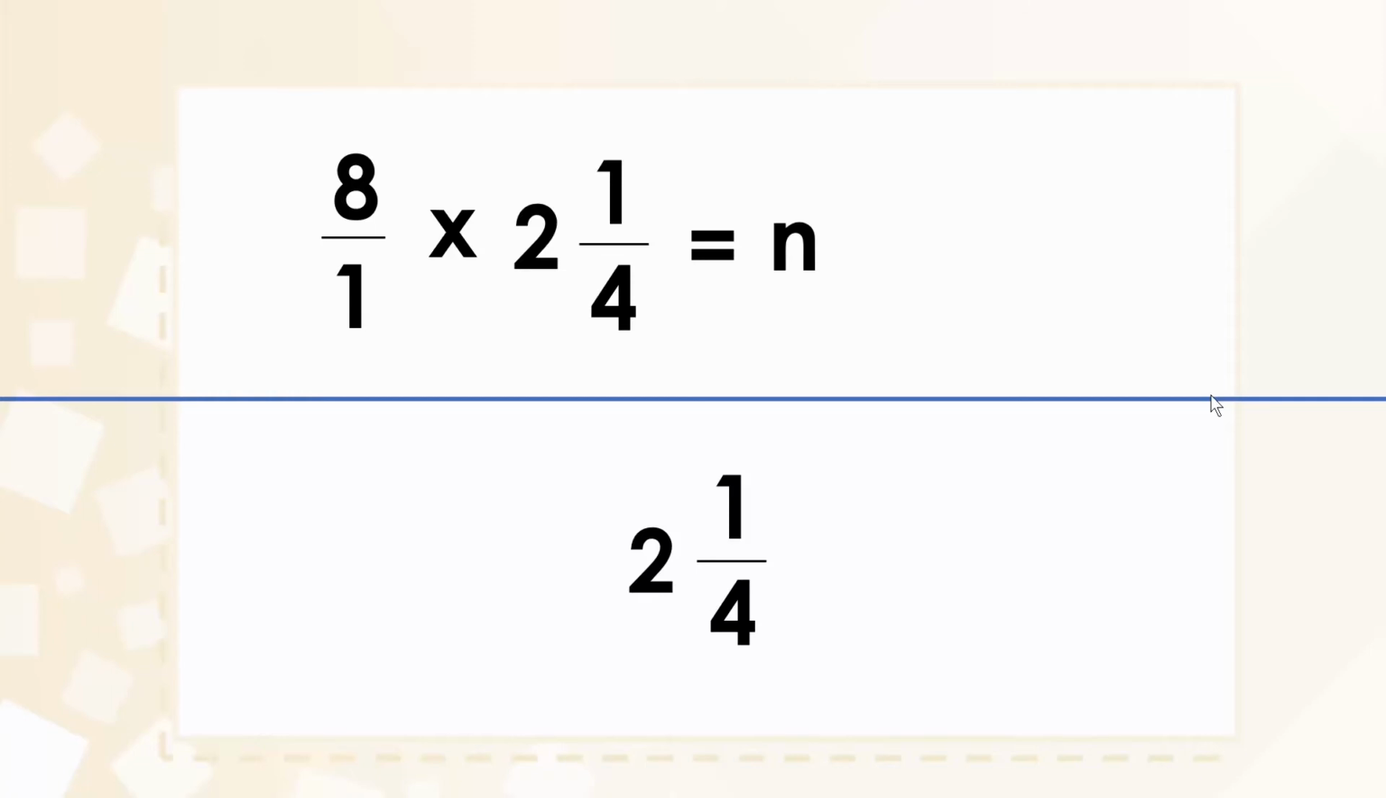In converting a mixed number to an improper fraction, just multiply the whole number to the denominator and add the numerator. In 2 and 1/4, 2 is our whole number, and the denominator is 4. So, 2 times 4 is 8. Then we add the numerator, which is 1. So, 8 plus 1 is 9. The answer will be our new numerator, and the original denominator will remain the same. So, 2 and 1/4 is 9 over 4 in improper fraction.